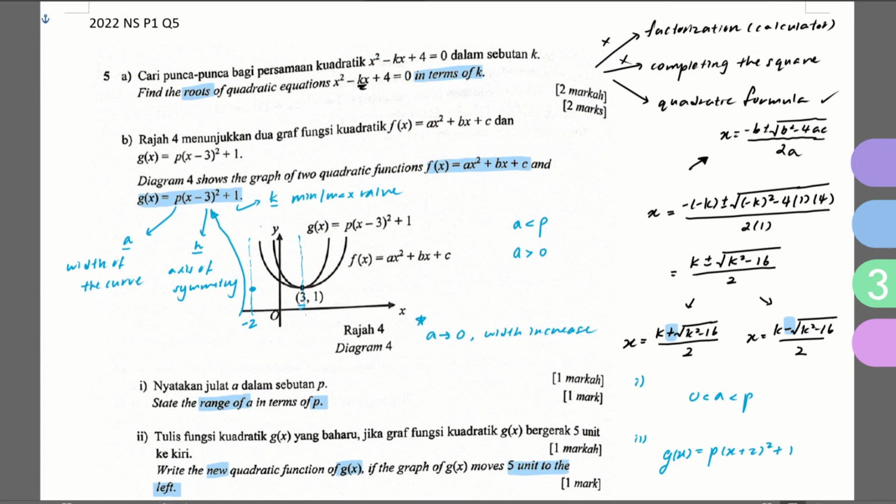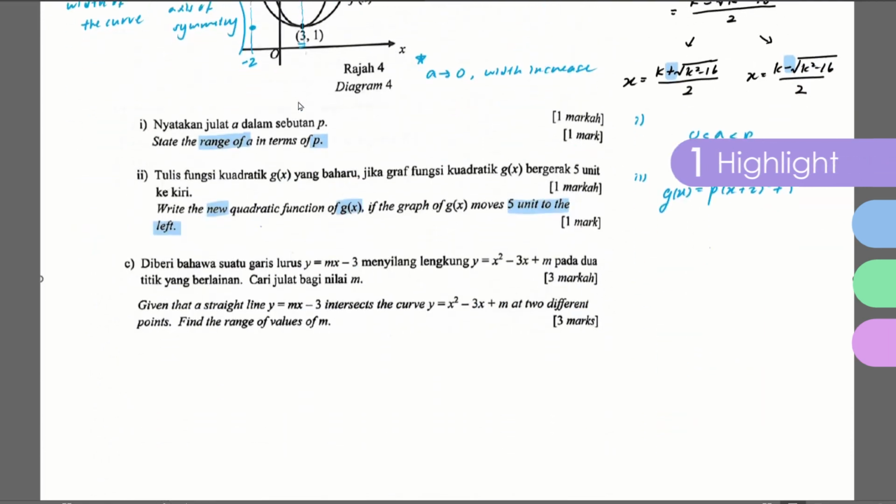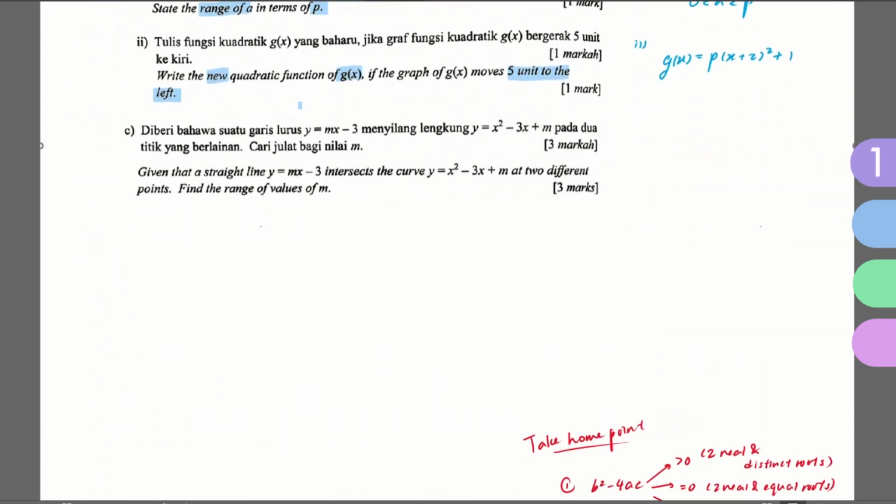And for the last question, we have a straight line and a curve, and it intersects at two different points. So two different points meaning our discriminant, or b squared minus 4ac, is more than 0. And it also tells us to find the range of values of m, which means our answer would have inequalities.